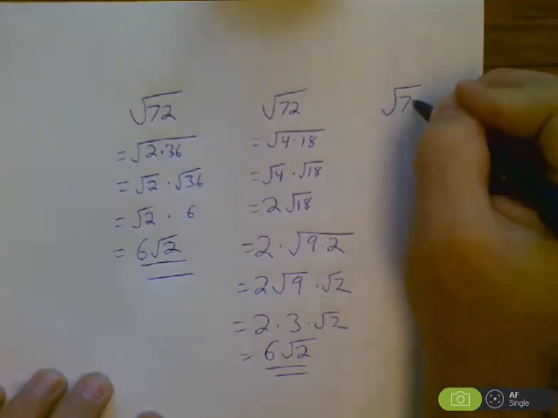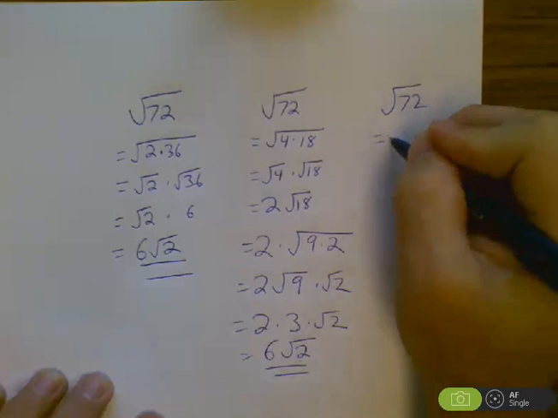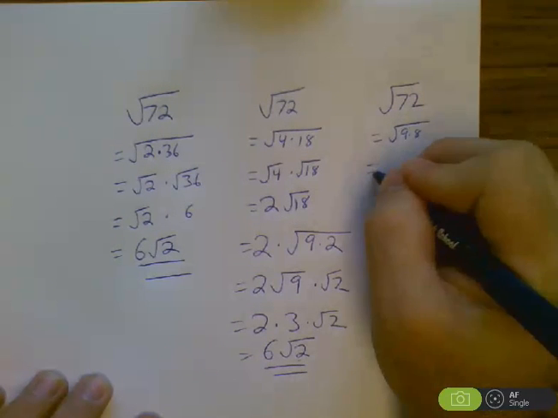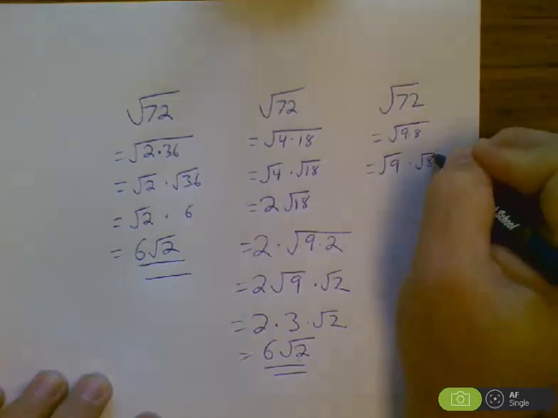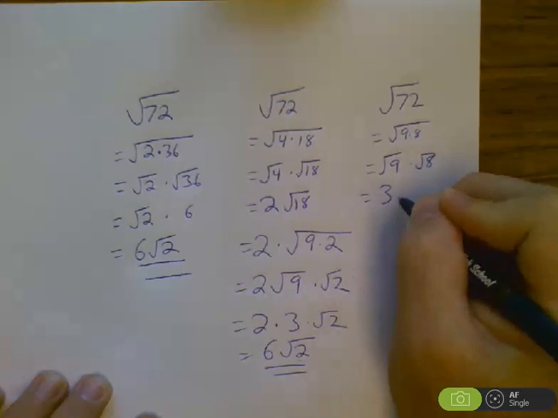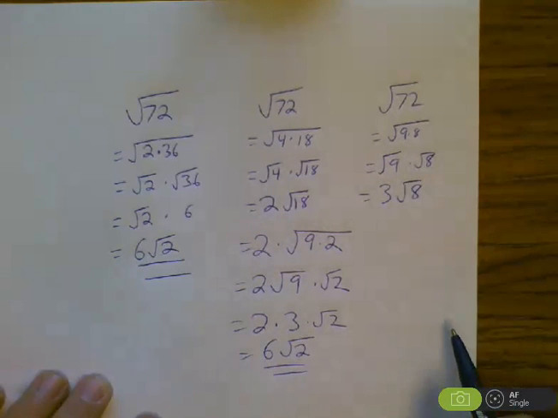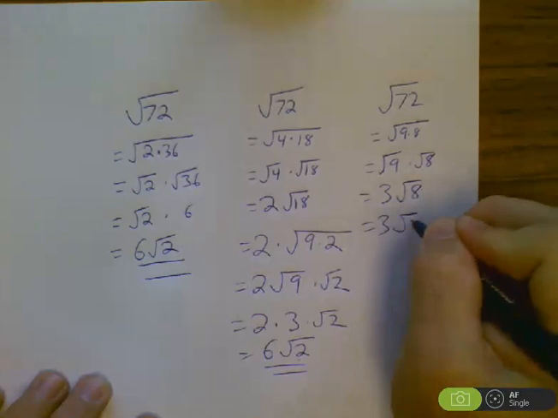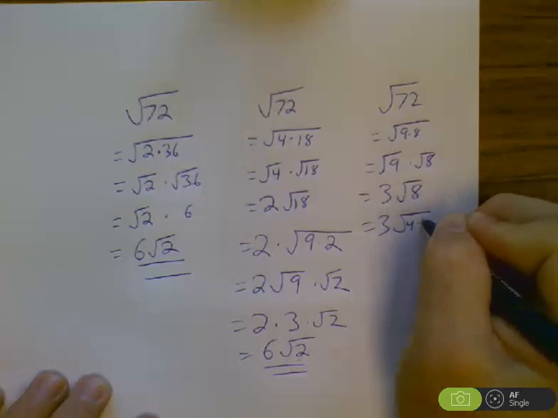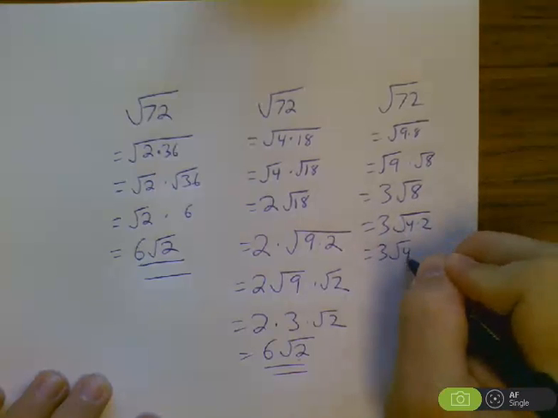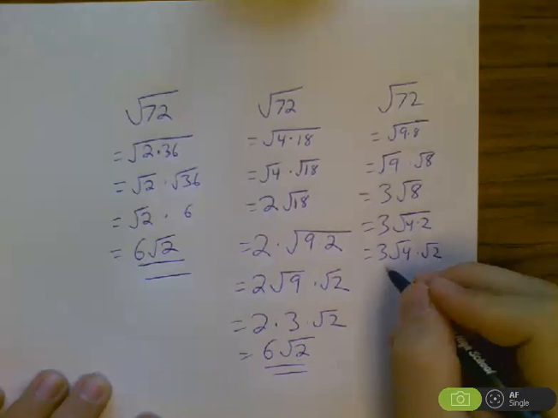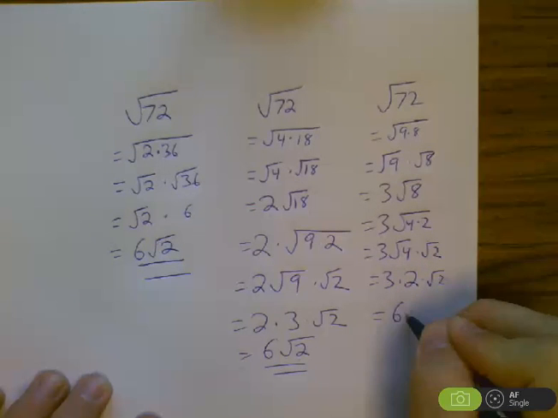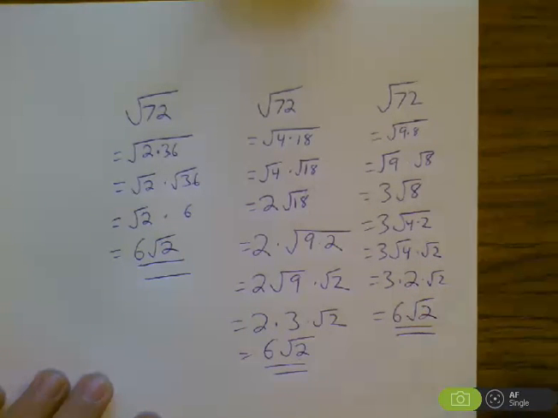Suppose you did, what else could we do? What about 9 times 8? Right? 9 times 8. All right, that seems reasonable. Square root of 9 times square root of 8. Square root of 9, of course, is 3. Square root of 8. But wait a second. 8 can be broken down further. That's square root of 4 times 2. So square root of 4 times square root of 2, which is 3 times 2 times square root of 2, which guess what, is 6 square root of 2.